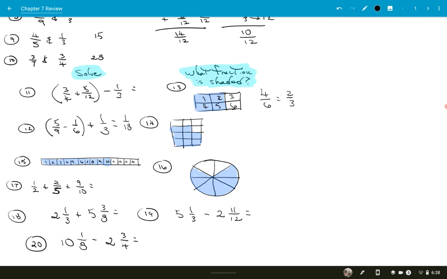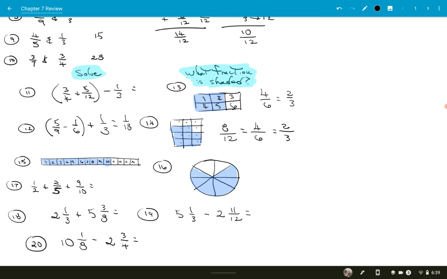Number 14, how many parts are there? There's 1, 2, 3, 4, 5, 6, 7, 8, 9, 10, 11, 12. So whatever it is, it's going to be something over 12. Well, how many are shaded? Looks like 8 are shaded. 8/12. And that can be reduced down to 2 goes into 8 4 times. 2 goes into 12 6 times. And that can still be reduced further. 2 goes into 4 twice. And 2 goes into 6 3 times. So that's also 2/3. So that was number 14.